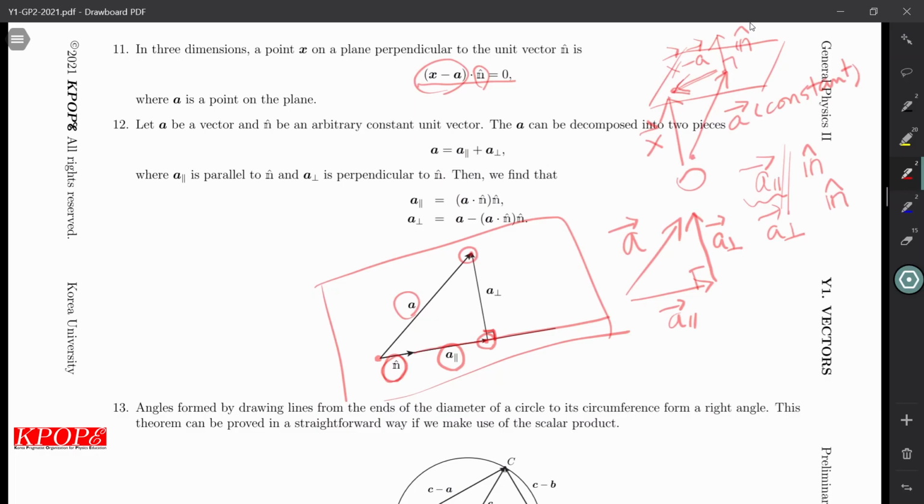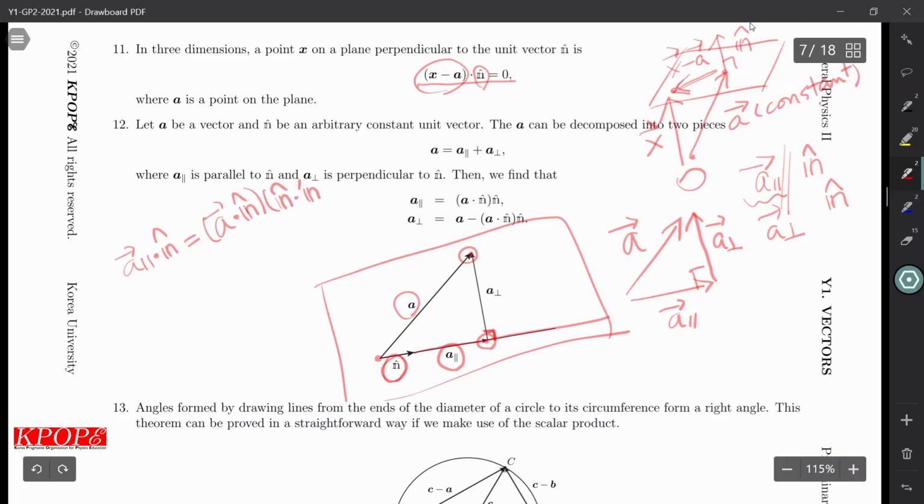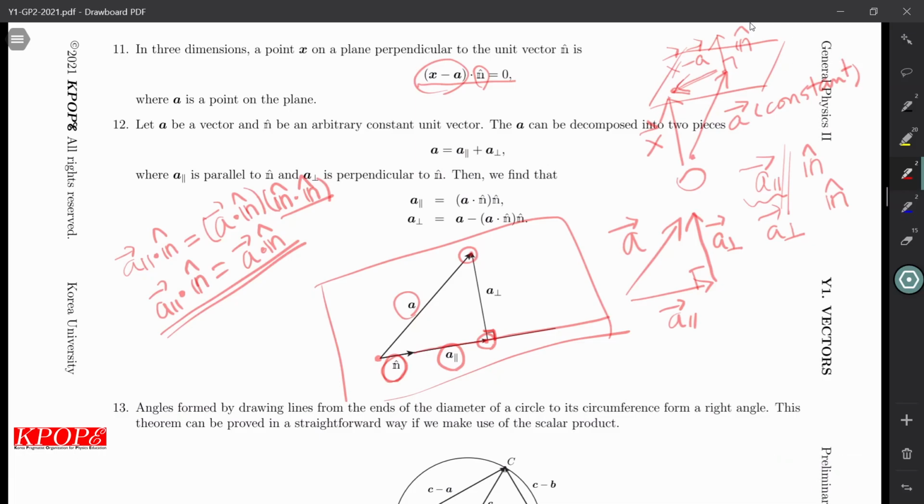So, let's see. If I multiply a parallel as a scalar product with n hat, what we find is a dot n hat and n hat dot n hat. Because n hat is a unit vector, it is 1. So the scalar product of these two must be the same, because it projects out the parallel component along the n hat direction only. Therefore, this is expressed in this way.